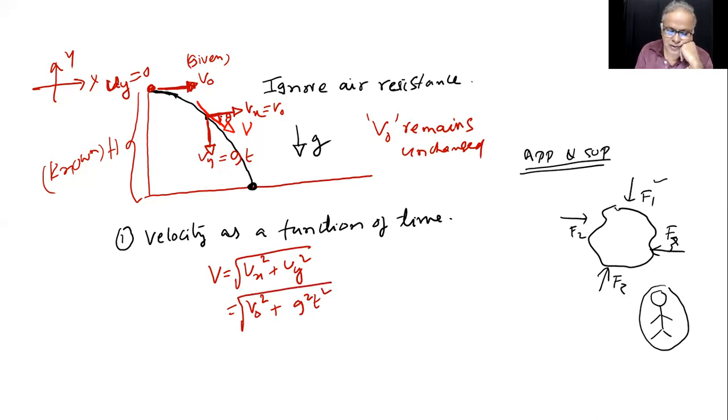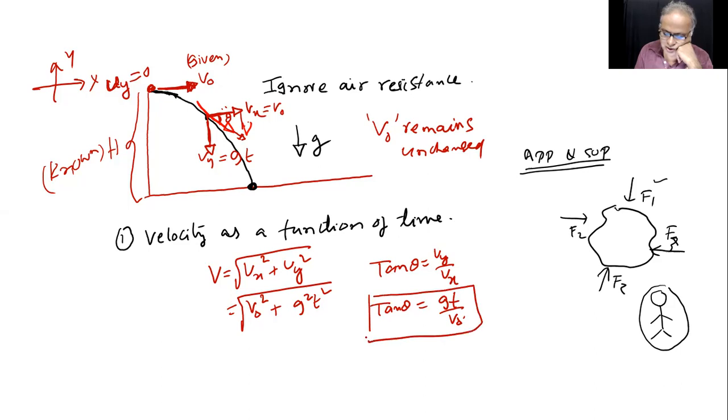And direction of the velocity, if you want to find out, tan theta equals the vertical component by horizontal component. This by this, Vy by Vx, which is gt by v naught. So after a time t, how much velocity it has got and what direction it is making, all that will be known by this formula.